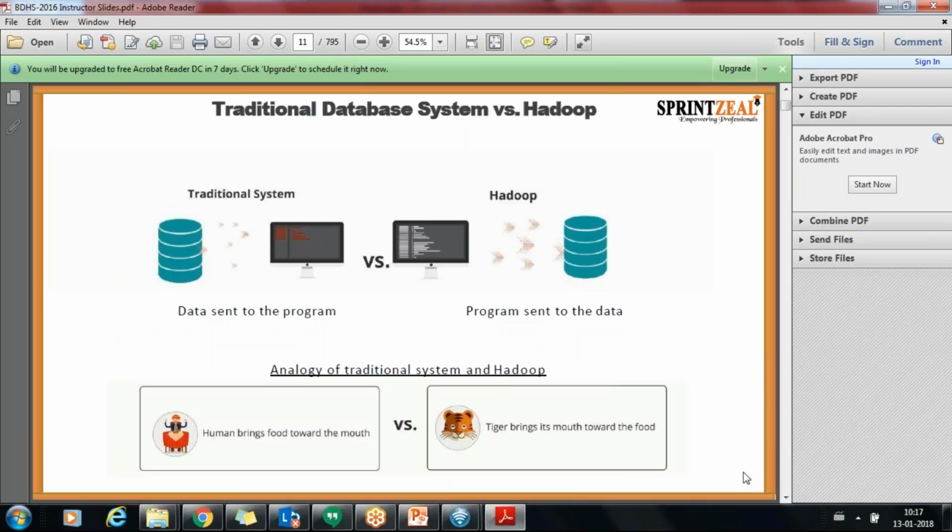Okay. So Dheeraj, I have a quick question. In Hadoop distributed system, how flexible is it to add nodes or remove nodes based on the needs?